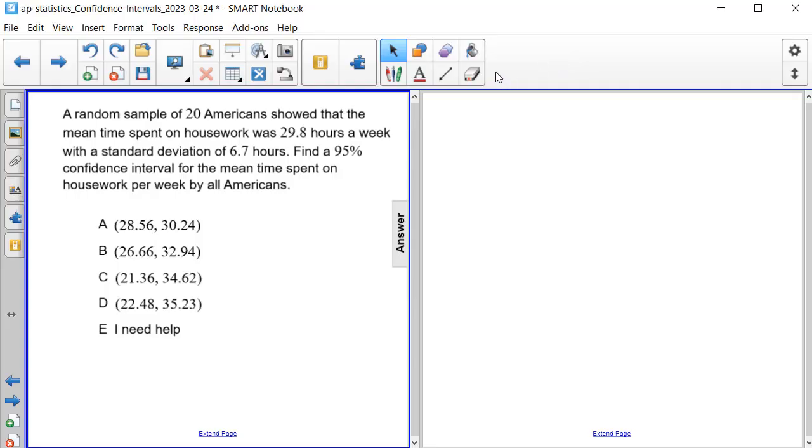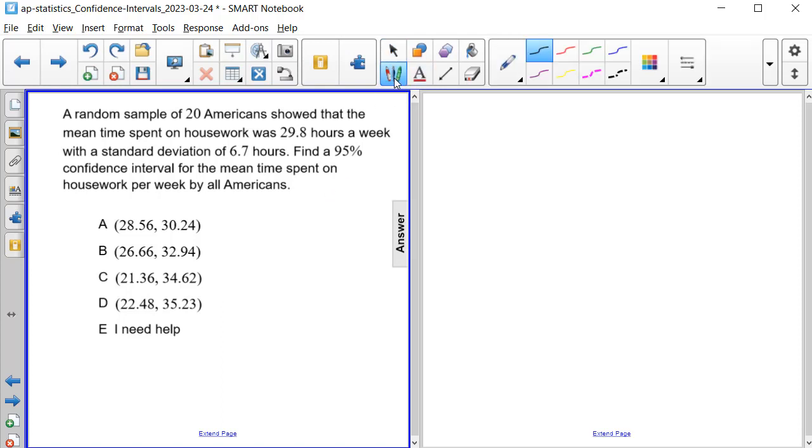A random sample of 20 Americans showed that the mean time spent on housework was 29 8/10 hours a week, with a standard deviation of 6 7/10 hours. Find a 95% confidence interval for the mean time spent on housework per week by all Americans.